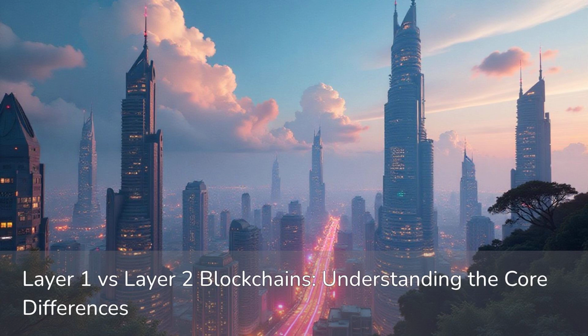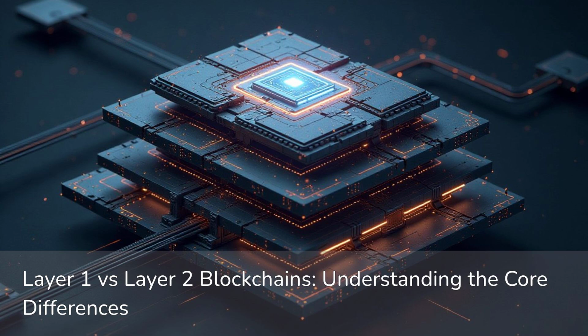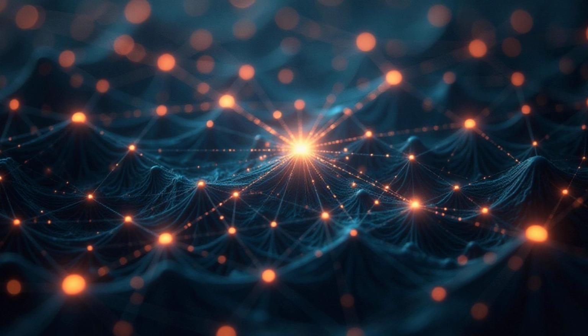Layer 2s, on the other hand, are built on top of these base layers to improve scalability, reduce costs, and increase throughput without compromising the security or decentralization of the underlying chain. They're the upgrade kits to the original architecture, designed to handle the explosive growth of users, apps, and data. When people say Ethereum can't scale, they're really talking about the limitations of Layer 1.